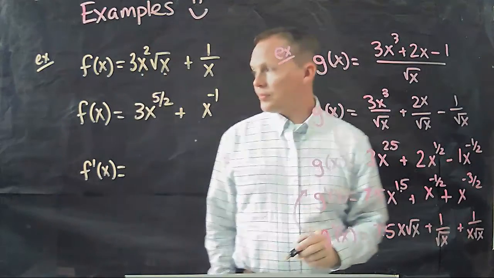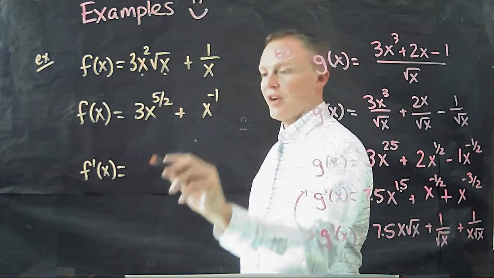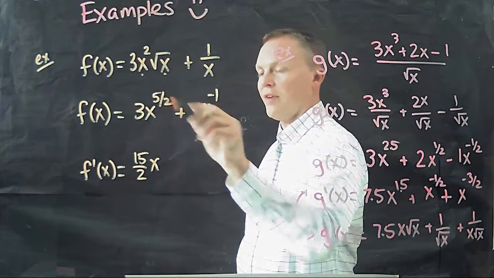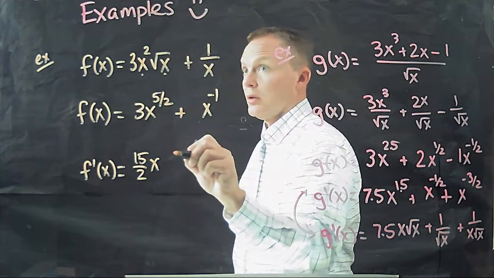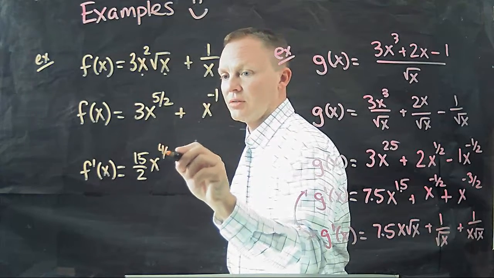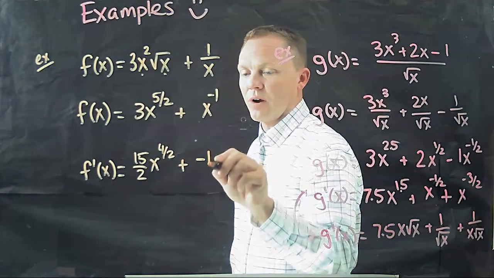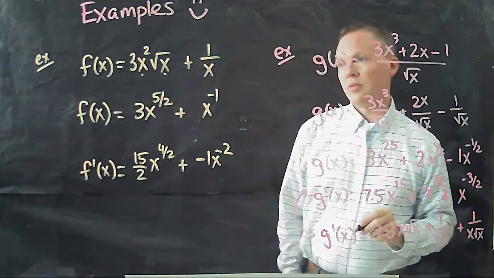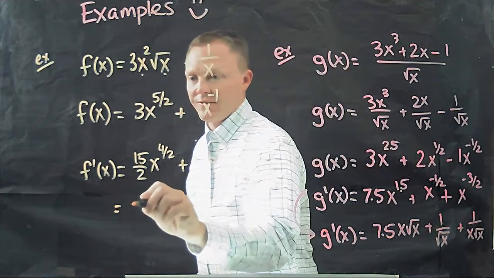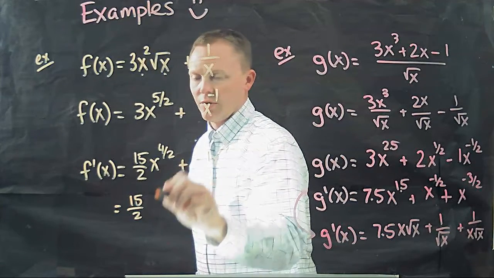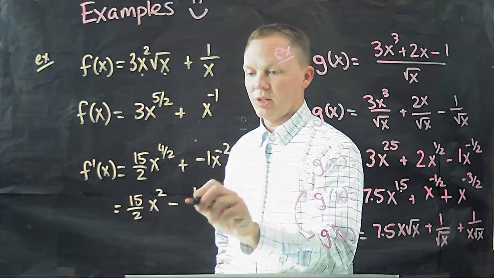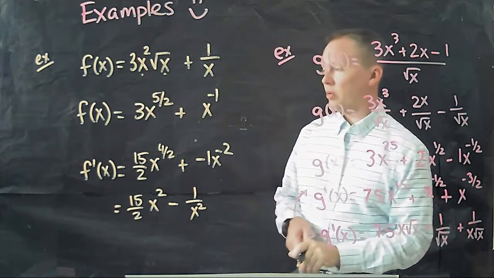The rule. 3 times 5/2 is 15/2. X to the 5/2 minus 1. 5/2 minus 1/2 is 4/2, plus negative 1, x to the negative 2. And then if you want to simplify this and clean it up, that's going to be 15/2. 4/2 is the same as x squared. And then minus 1 over x squared.